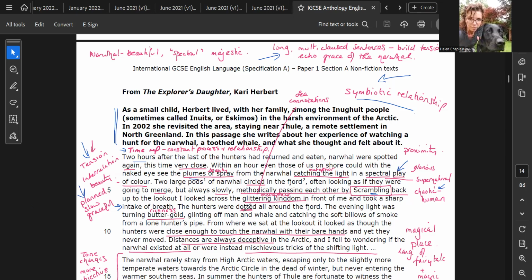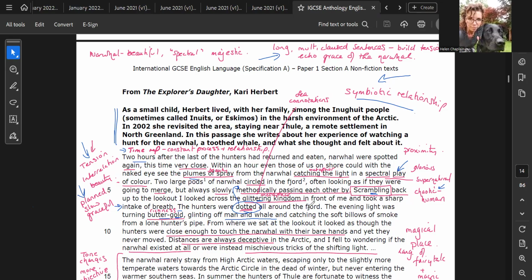The hunters are dotted, maybe as opposed to the methodical movement of the whales. Again, this idea of people getting in position or things getting in position. Evening light turning butter gold, so there's a richness to it. And again, the gold and the glittering, the spectral play of colour, idea of the beauty associated with the narwhal, glinting off man and whale, so structurally the two are aligned together.